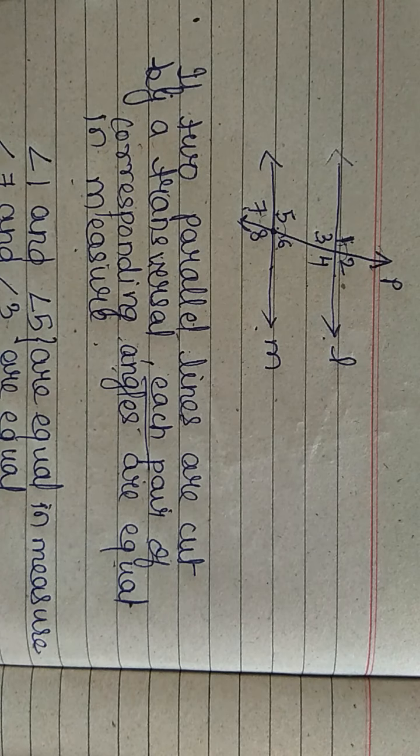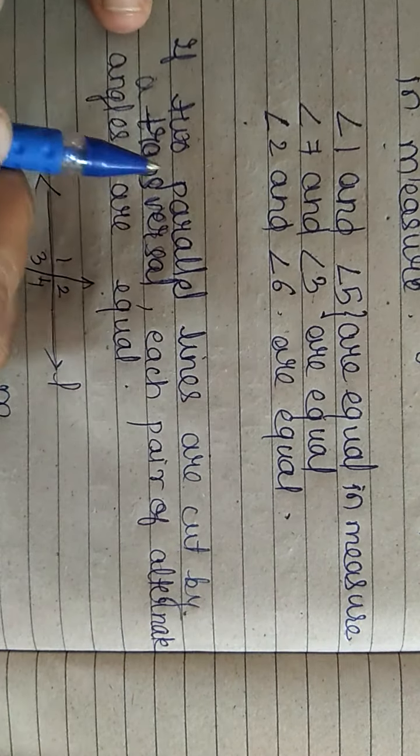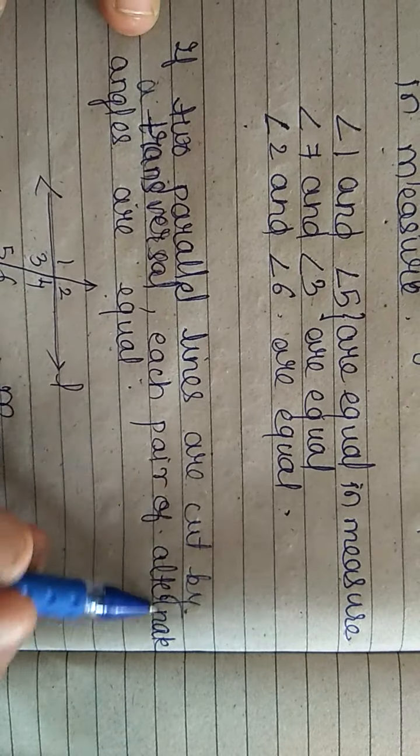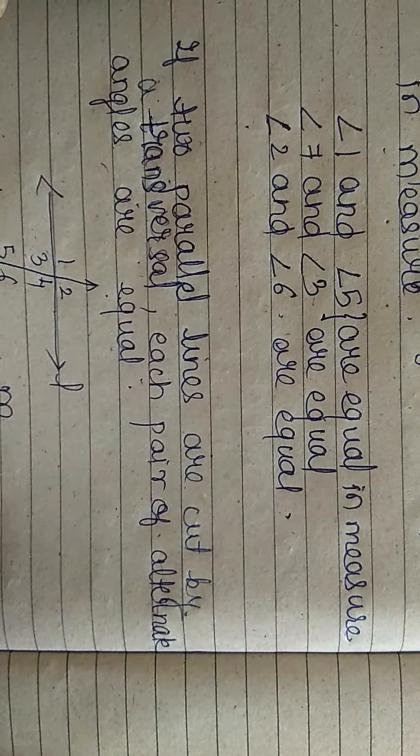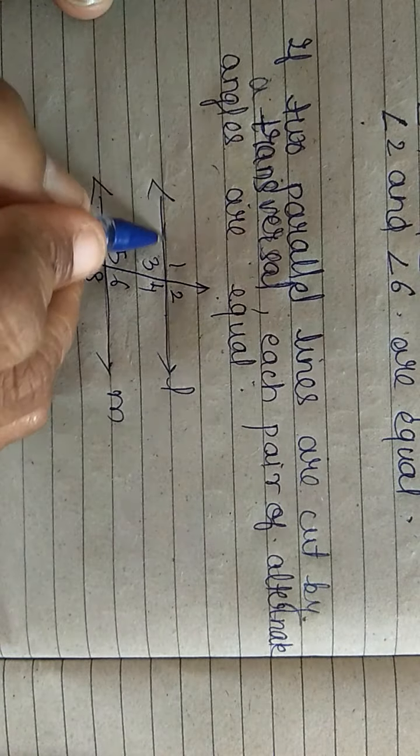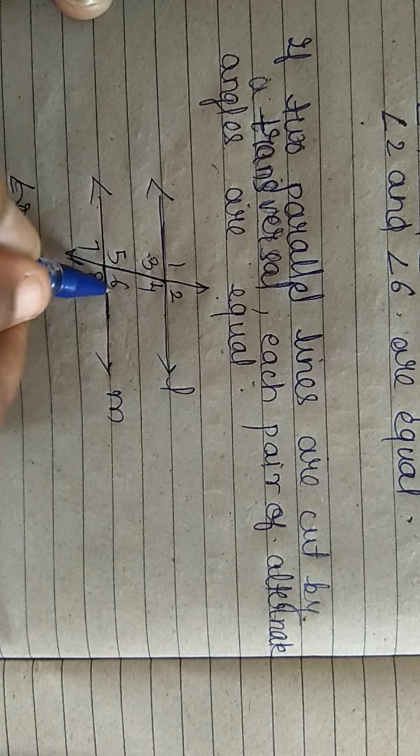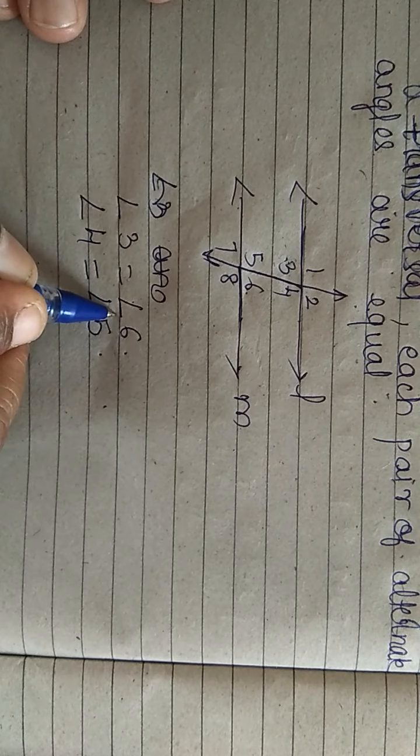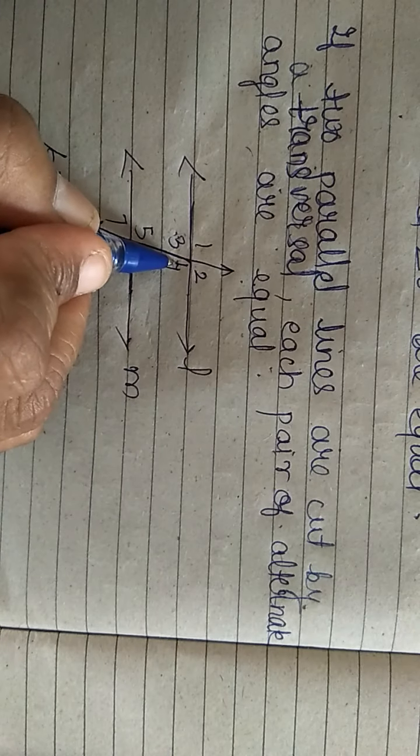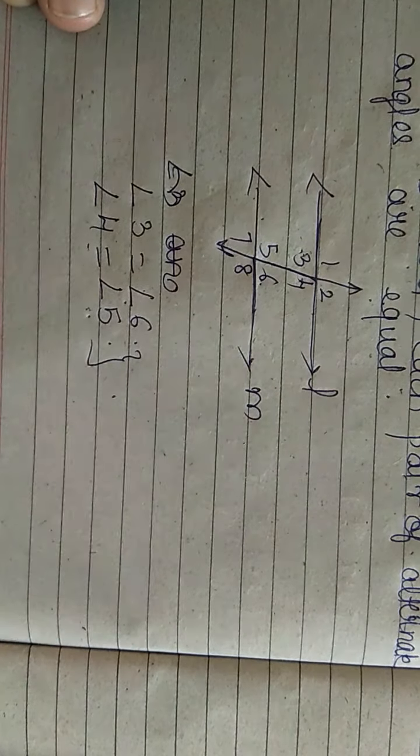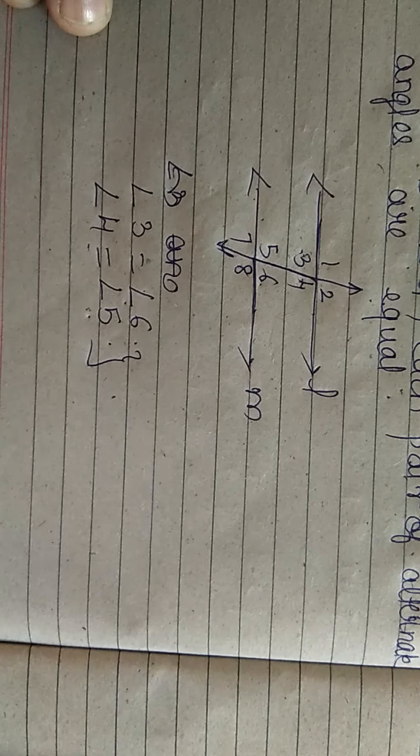Now the next point is, children, if two parallel lines are cut by a transversal, each pair of alternate angles are equal. Now in this, which are alternate angles? The alternate angle to angle 3 is angle 6. So angle 3 is equal in measure to angle 6, and angle 4 is equal in measure to angle 5. These are the pairs of alternate interior angles.